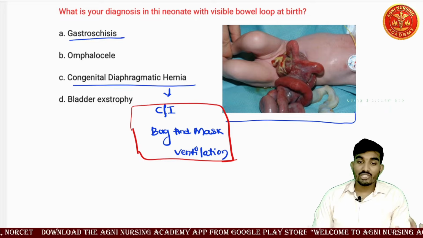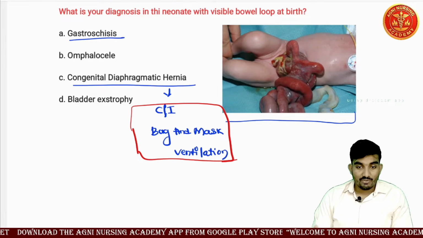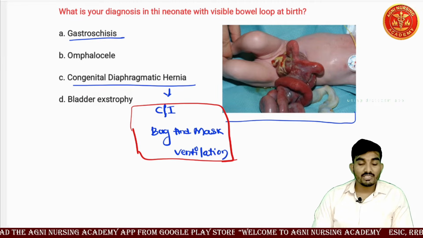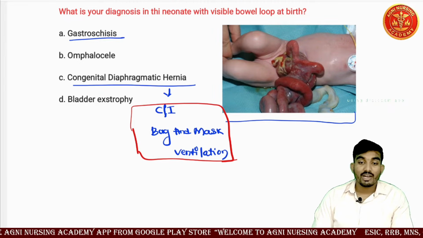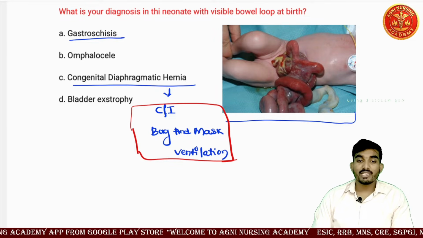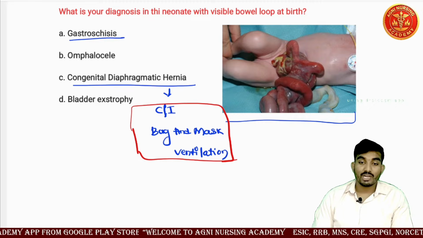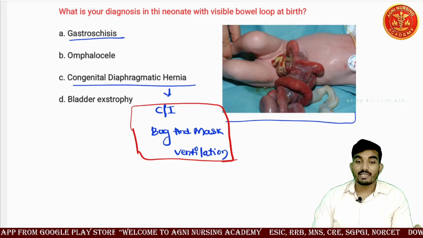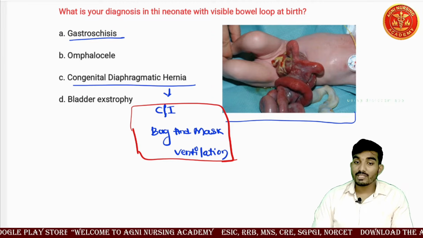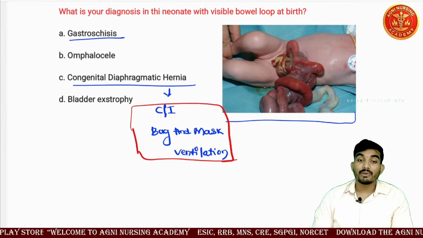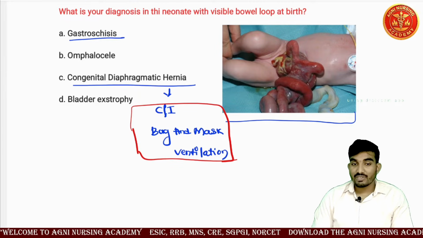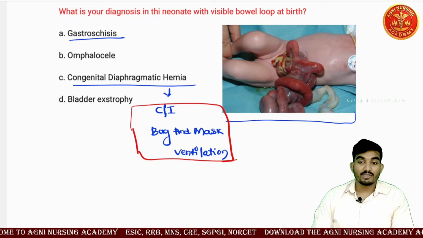In conditions where organs are protruded from the body, the first nursing intervention is to cover and prevent injury. If no membrane is present, we have to cover it with sterile saline-dipped gauze. If the membrane is covered, we have to prevent injury to that particular sac. This is the priority intervention for these abnormalities.